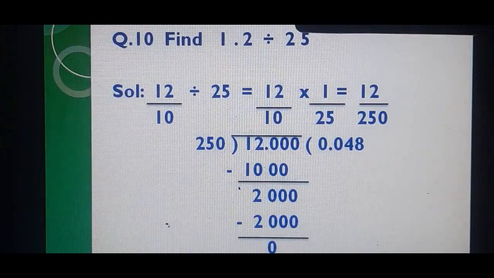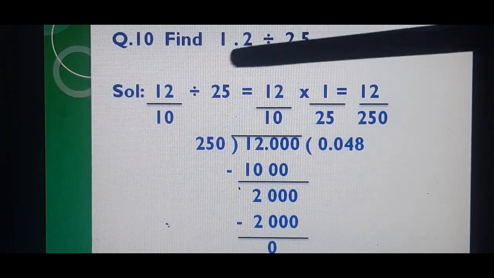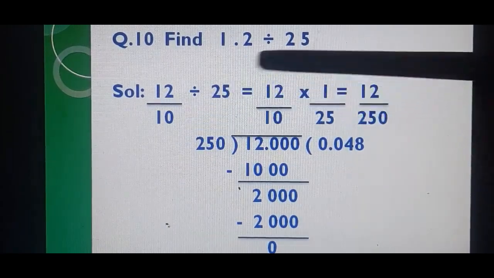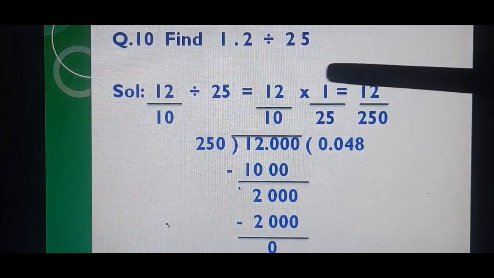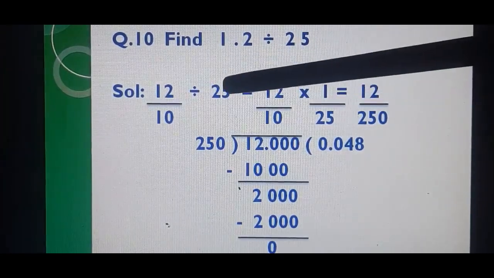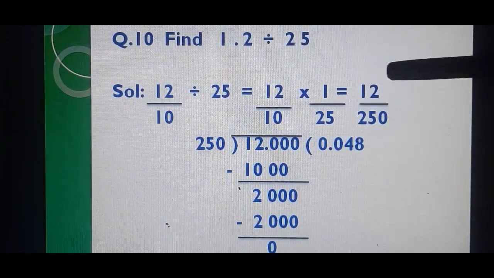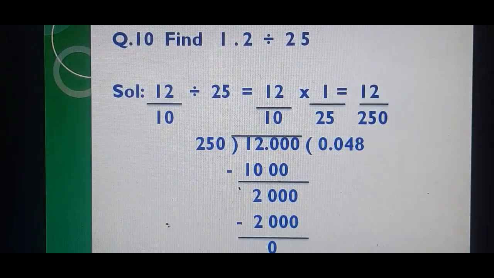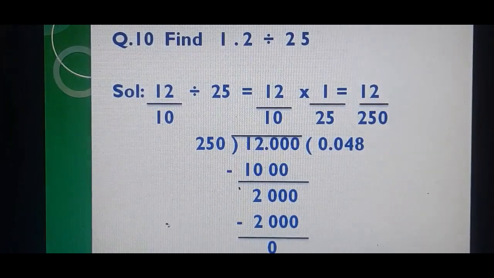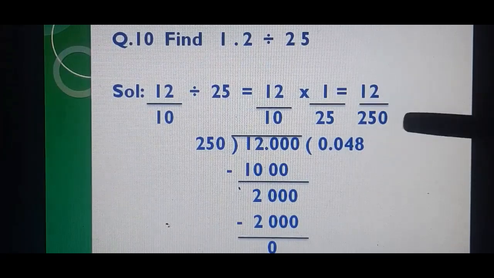Now question number 10. Find 1.2 divided by 25. Now the question is of division. 1.2 means 12 upon 10. The decimal will be removed and the denominator will become 10, divided by 25. Divide will be replaced by multiply, and 25 will become its reciprocal, 1 upon 25. So 12 ones are 12, 10 multiplied by 25 is 250. So 12 divided by 250. Don't take it in reverse. The numerator 12 will become the dividend, and 250 is the divisor.